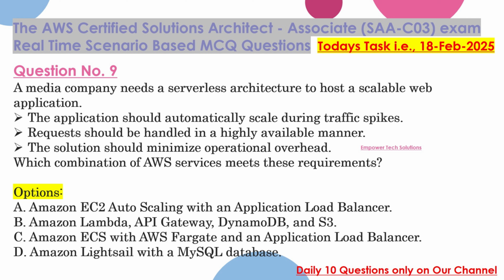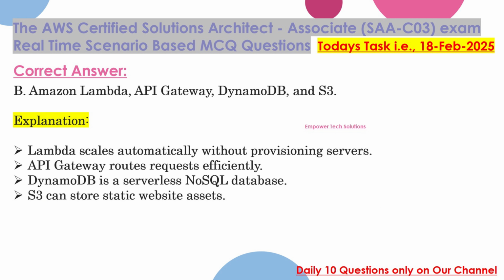Options: A. Amazon EC2 auto-scaling with an application load balancer. B. AWS Lambda, API Gateway, DynamoDB, and S3. C. Amazon ECS with AWS Fargate and an application load balancer. D. Amazon Lightsail with a MySQL database. Correct answer: B. AWS Lambda, API Gateway, DynamoDB, and S3.